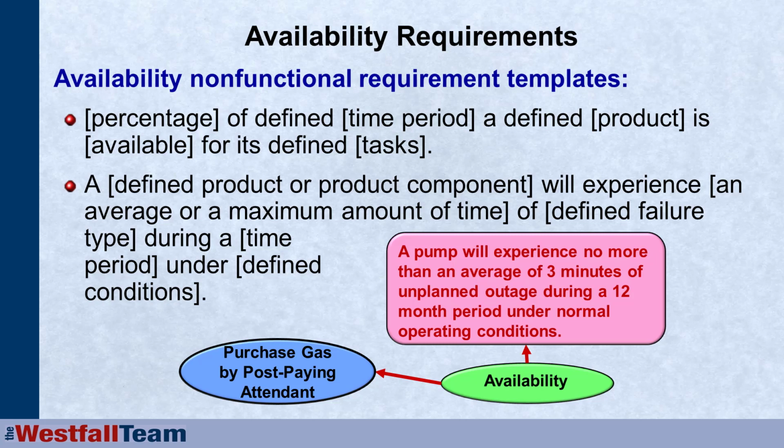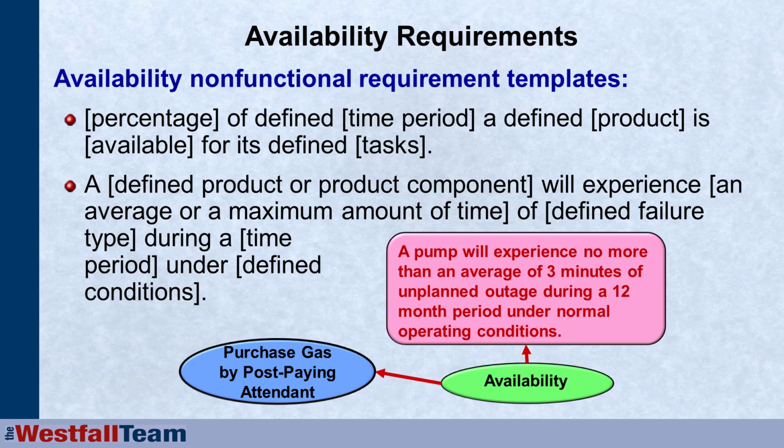Availability adds recoverability to the reliability concept. So now it's not how many outages we had, but the duration of those outages, or the time. Usually it's defined in the percentage of time that a defined product is not available or will be available for use under defined conditions. Now, we'd all love to say 100% of the time the system's going to be available, but that's just not realistic. So what is realistic? The pump will experience no more than an average of 3 minutes of unplanned outage during a 12-month period, or whatever.